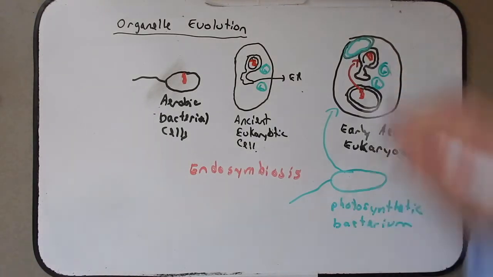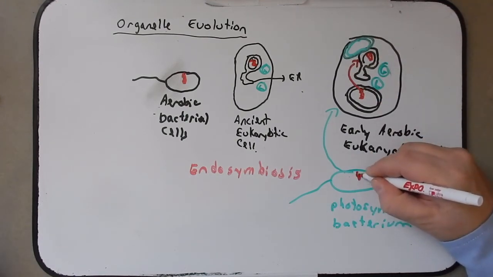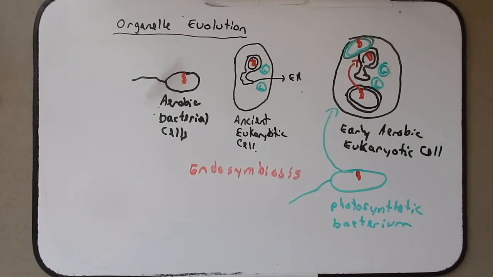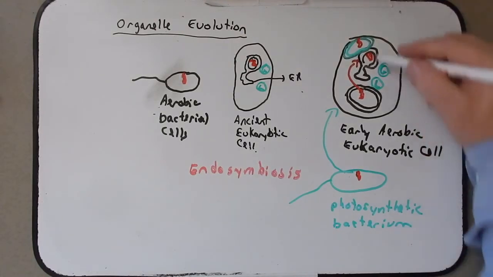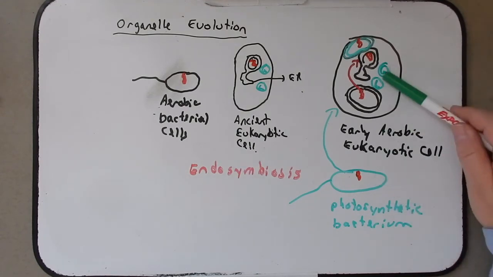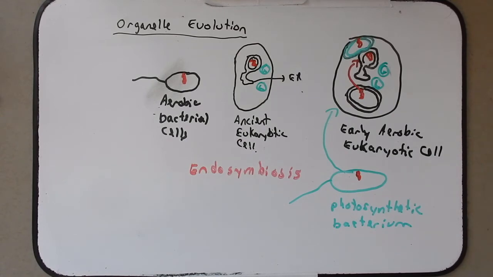And again, I need to draw here. This would have had DNA in it, as well as the chloroplast also has DNA in it. And it has also lost genes to the nucleus over time. So with this in here, I would now call it an early aerobic and photosynthetic eukaryotic cell.